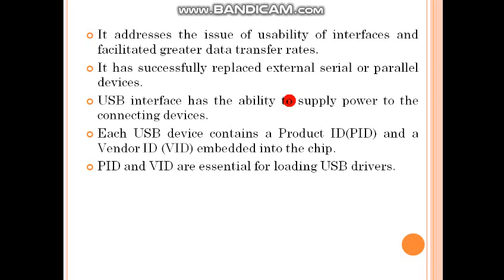Each USB device contains a product ID, that is PID, and a vendor ID, that is VID, embedded into the chip. The PID and the VID are essential for loading the USB driver.